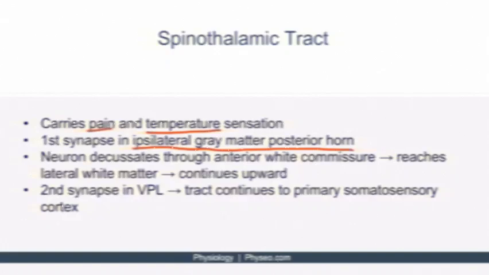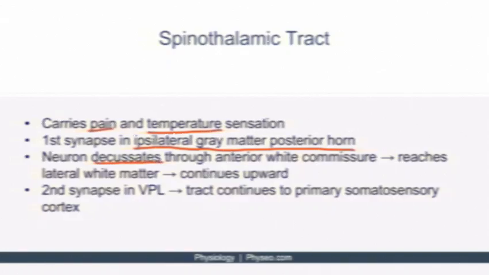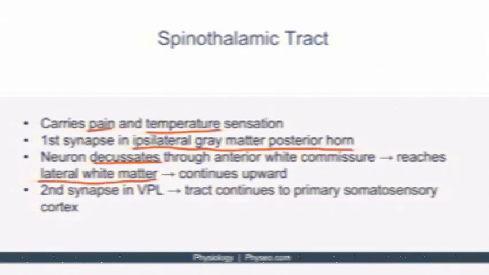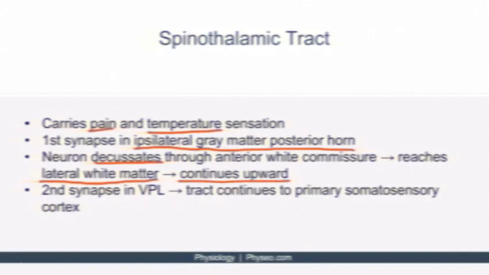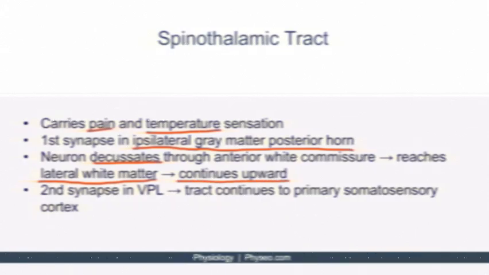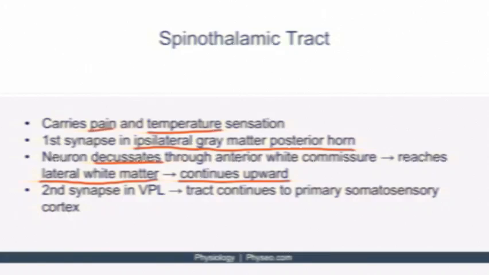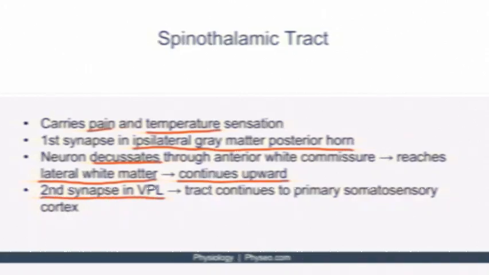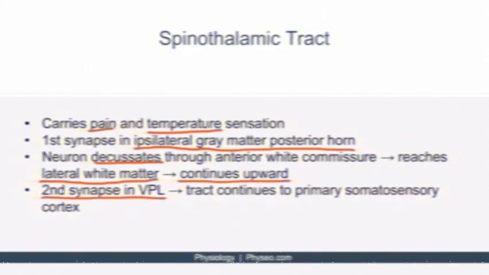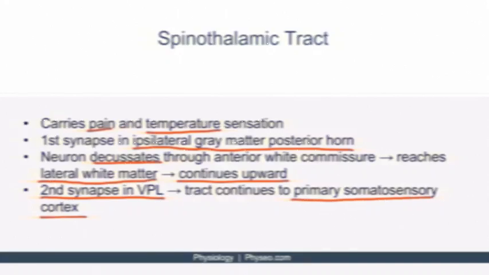The neuron then decussates through the anterior white commissure until it reaches the lateral white matter on the contralateral side, and then it continues upward from there. And then it goes straight through the medulla until finally it reaches the thalamus, and the second synapse occurs on the VPL, just like in the dorsal column. And then the tract continues to the primary somatosensory cortex, just like in the dorsal column.